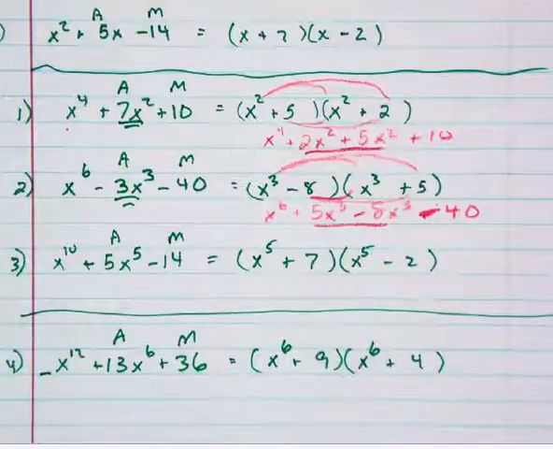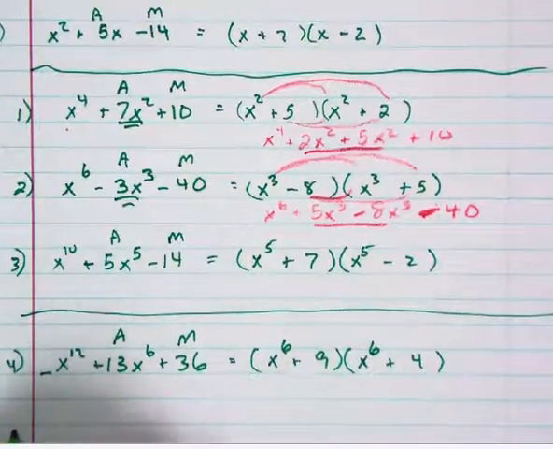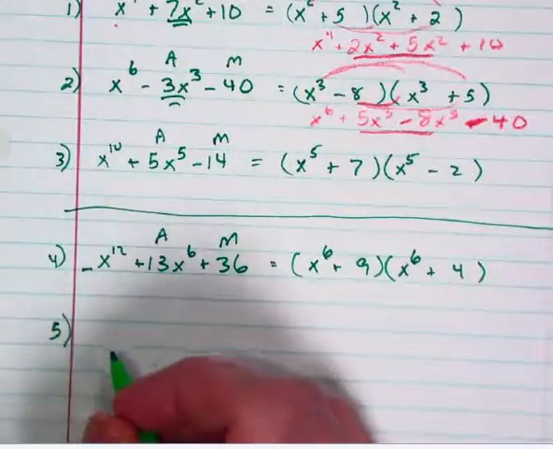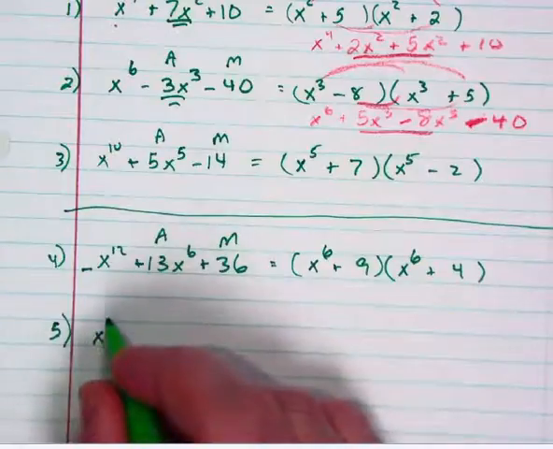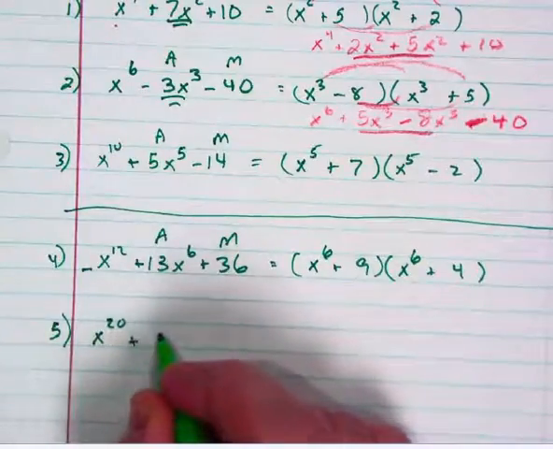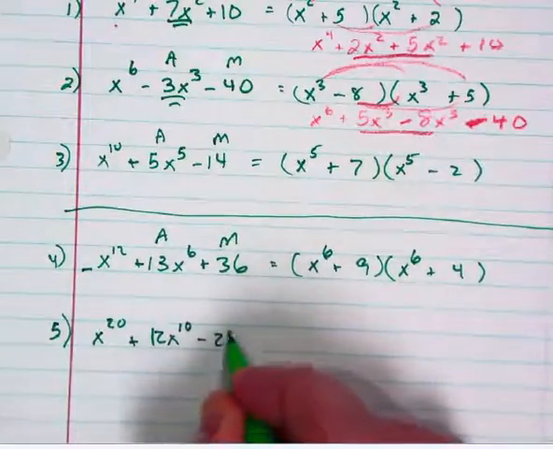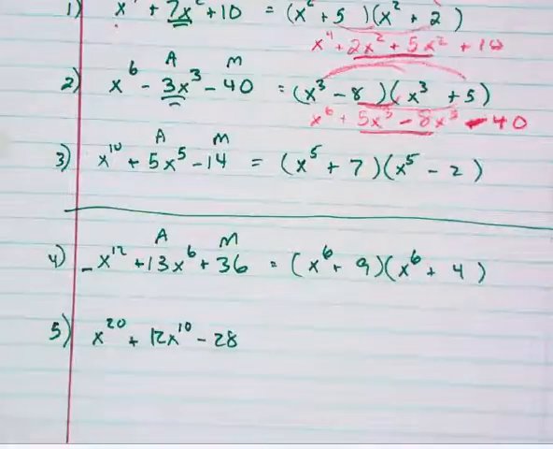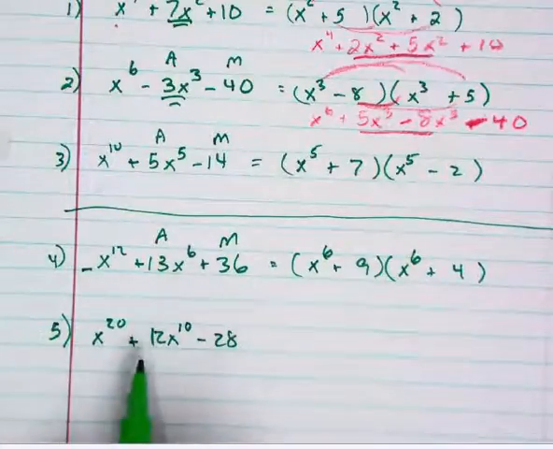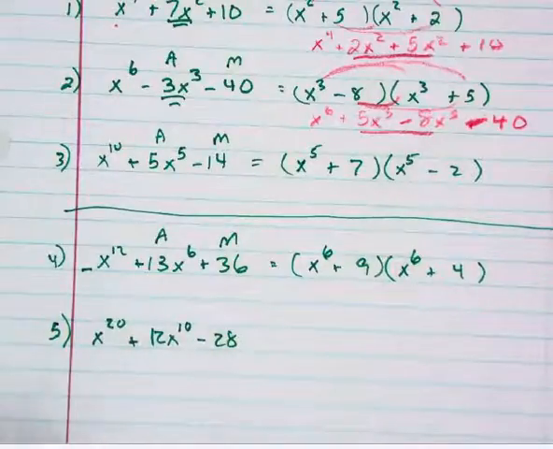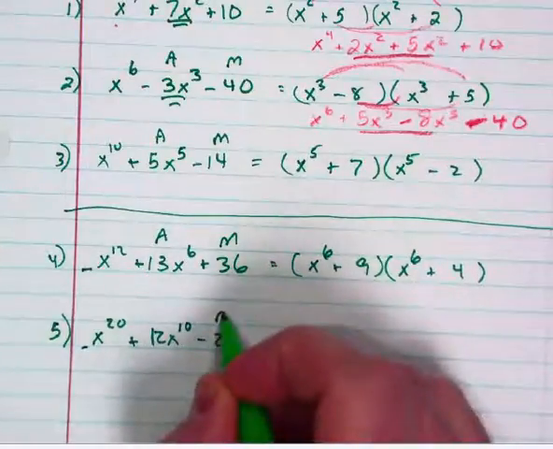So if I were to look at something like, let's see, number 5 will be x to the 20th plus 12x to the 10th minus 28. Am I seeing the pattern there? Well, no GCF, not difference of perfect squares. The a value is equal to 1. So can I do the multiply add method?